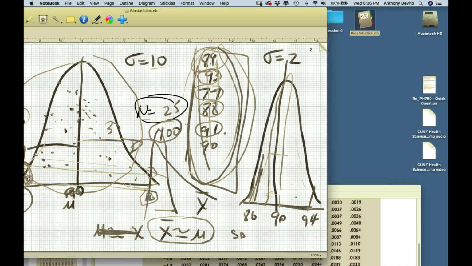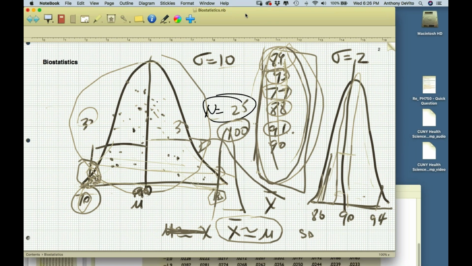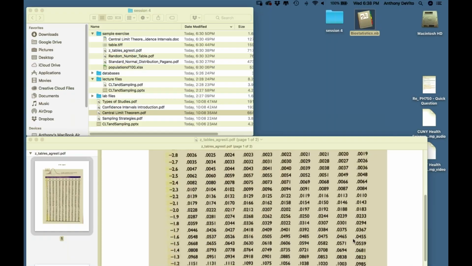Okay, so let's take a break. And then we'll come back and we'll take this to the next step, which is really going to be interesting stuff. Let's take a 10-minute break, and we'll be back at about 6:35, 6:36. Okay, guys, and we're back in business.